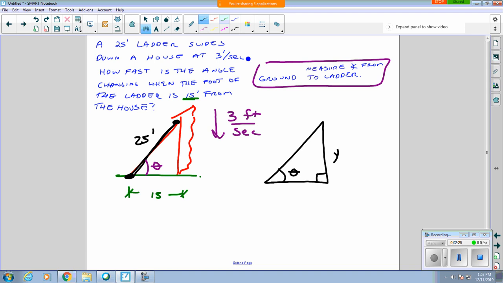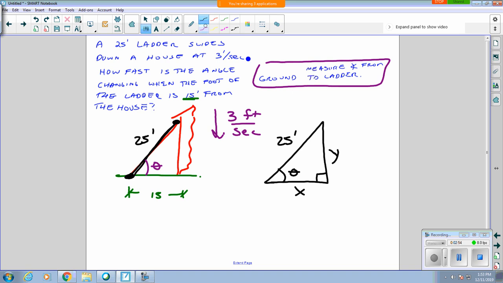Obviously, it's sliding down the house, so y has to have a variable. If it's sliding down, it has to be sliding out, so x has to have a variable. But the one side that doesn't have to have one is the hypotenuse. That ladder is always 25 feet long as you slide down the house.